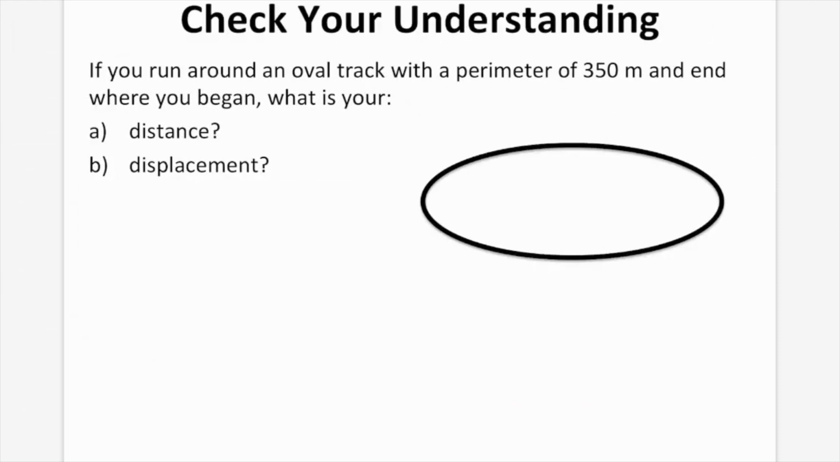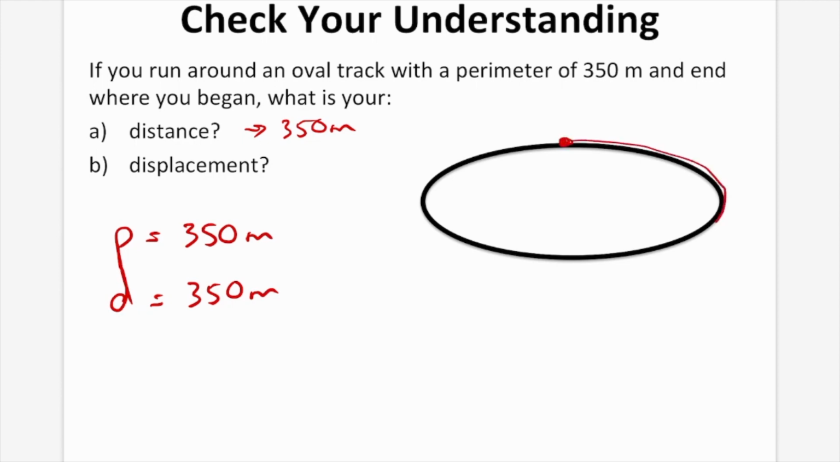Check your understanding. If you run around an oval track with a perimeter of 350 meters and end where you began, what is your distance? Well, if the perimeter equals 350 meters, then the distance is 350 meters. So distance, 350 meters. The displacement, however, if you go from here and you go all the way around the oval track and end up back here, well, your final position is going to equal your initial position. Therefore, your displacement is 0 meters.